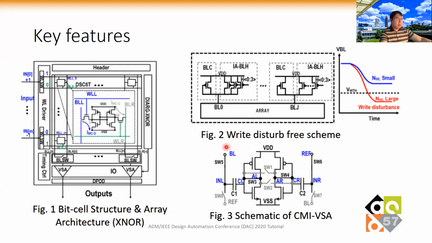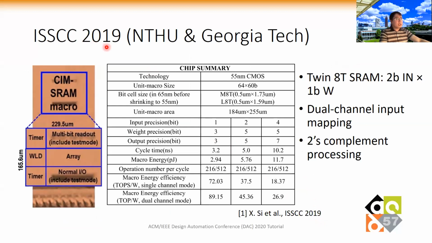And in the next year, in 2019, we also improved the design. And then we employ a different bit cell, the twin 8T bit cell. So now we can support multi-bit computation. And so here the maximum precision we can support is 4-bit input, 5-bit weight, and 7-bit output. So in this design, we also employ the two's complement code to implement the positive weight and negative weight.